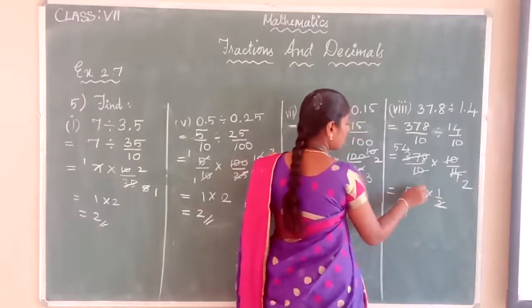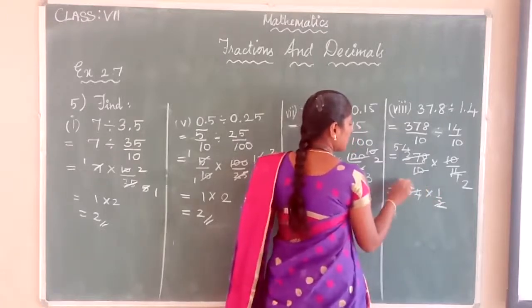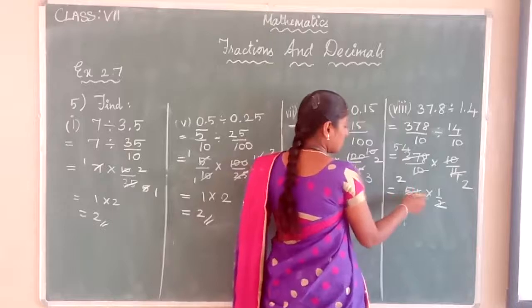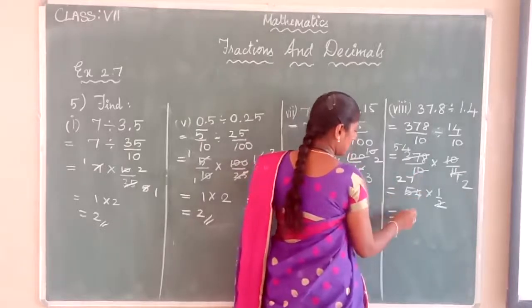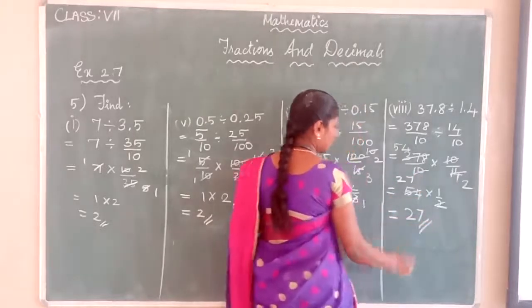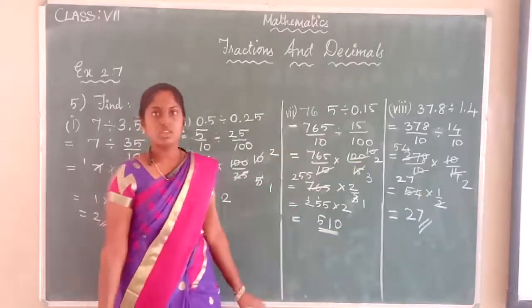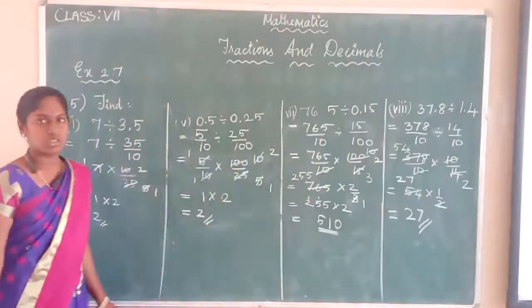Then cancel 2 and 54. You will get 2 27s are 54, and this remaining 7. Okay. So 27 is the final answer. So this is how you will do the division of decimal numbers.